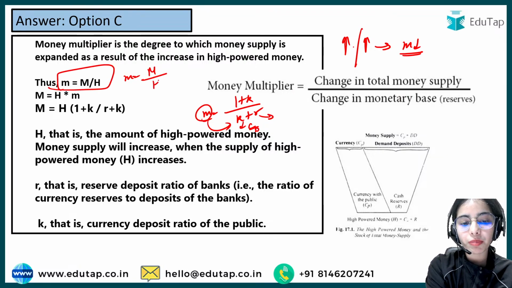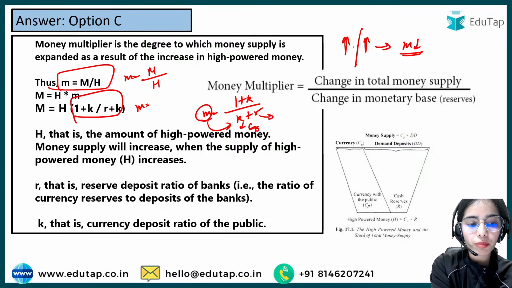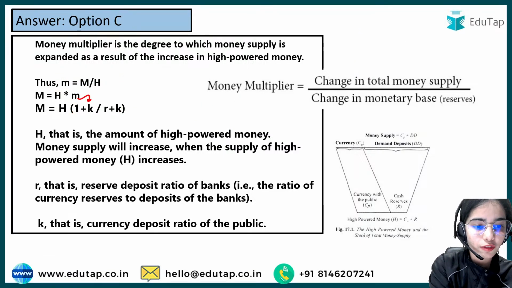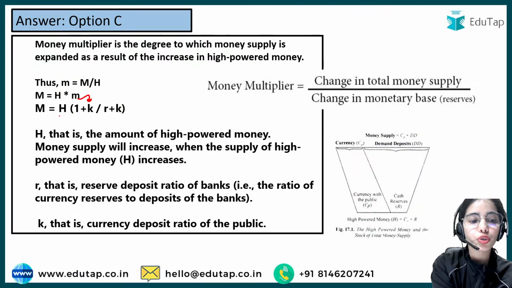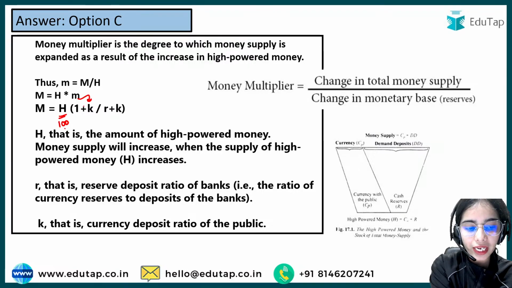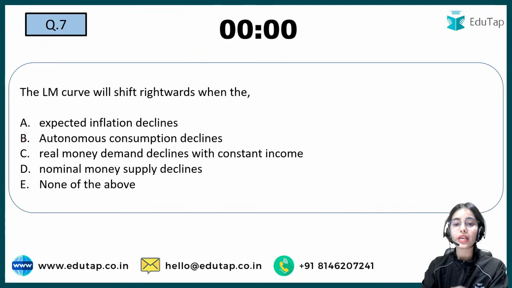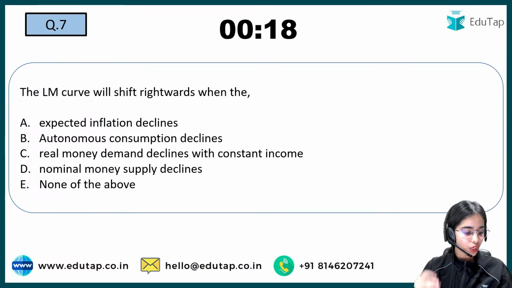The money supply divided by high powered money, or the money multiplier, can be calculated through this formula, that is (1 + k) / (k + r). Suppose the high powered money is increasing by 100 and the money multiplier is calculated at 5, so the money supply will increase by 500. So this is the whole idea that I wanted to provide to you, so that you have the clarity.